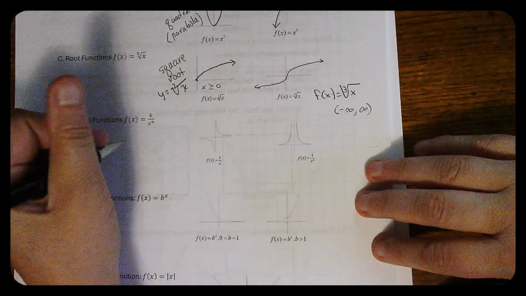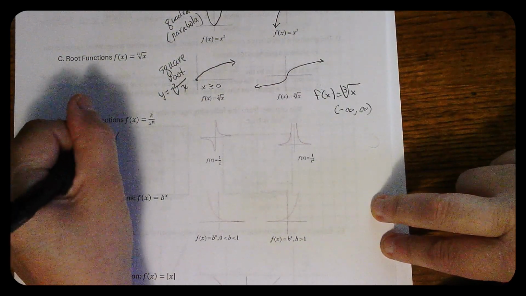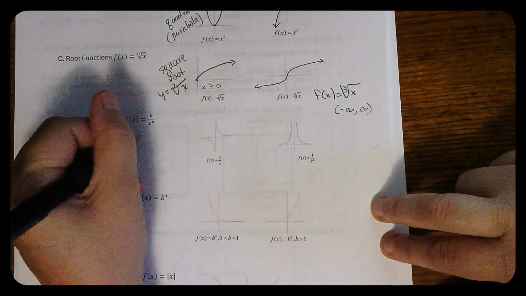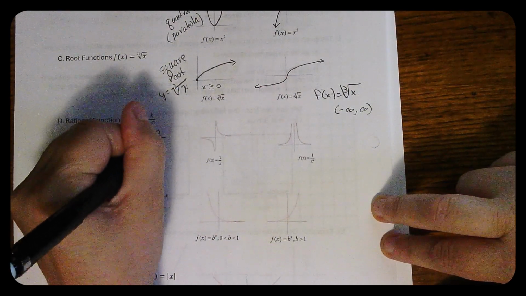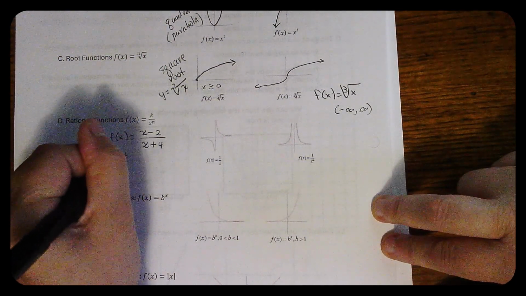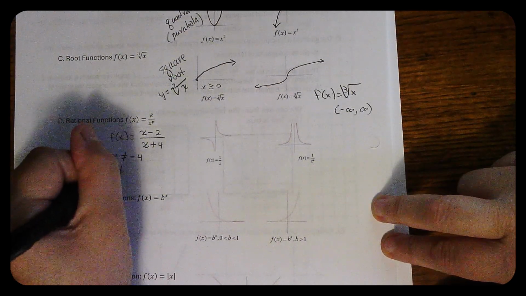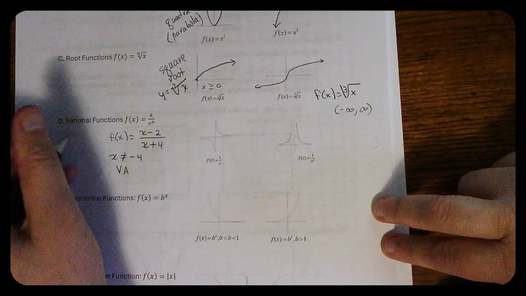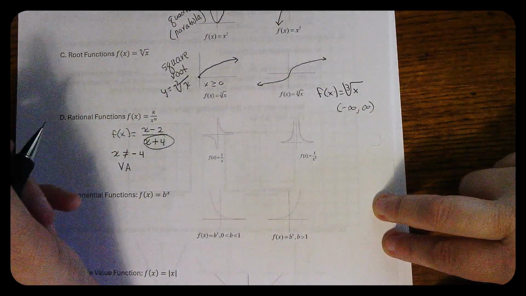All right, we can talk about rational functions. So a rational function looks like something like this. It might be x minus 2 over x plus 4. And remember, we don't care about the top, but the denominator can't be zero, so x can't be negative 4. So that's going to show up as a vertical asymptote. So here's what rational functions will look like. If you have a variable in the bottom, it's a rational function.